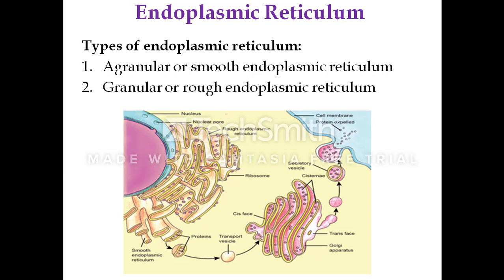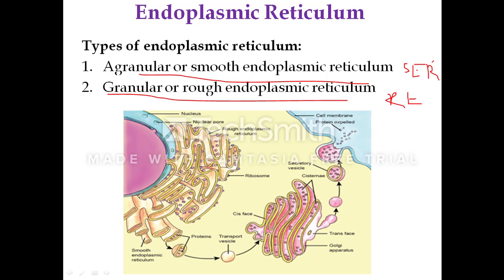Next, coming to the types of endoplasmic reticulum, depending on the presence or absence of the ribosomes, whether they are studded with the ribosomes or not, they are classified into agranular or smooth endoplasmic reticulum. Usually in short form, it will be represented as SER, smooth endoplasmic reticulum. And if the endoplasmic reticulum is studded with the ribosome, then it is called rough endoplasmic reticulum. It is abbreviated as RER. RER means rough endoplasmic reticulum.